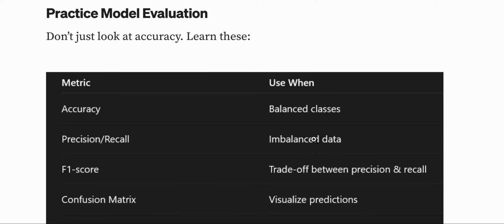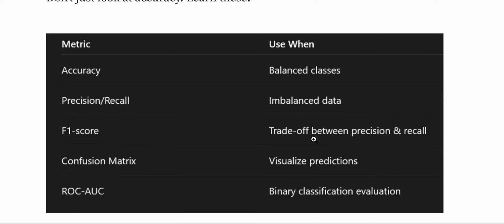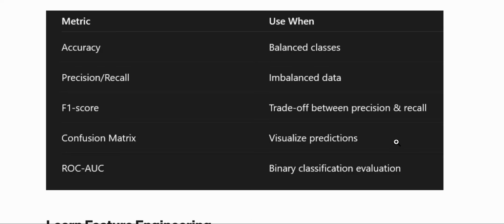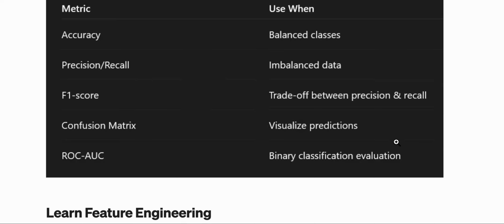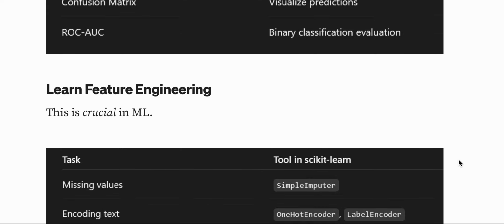Now we have to practice model evaluation. Now don't just look at the accuracy, learn basically these. For example, the accuracy is for balanced classes, the precision and recall are for imbalanced data, and the F1 score is wherein we will be trading off between the precision and the recall, which is like for imbalanced data. The confusion matrix is where we'll be visualizing the predictions, right? ROC AUC is basically where the binary classification evaluation is.